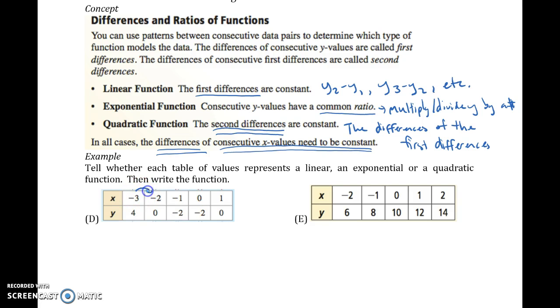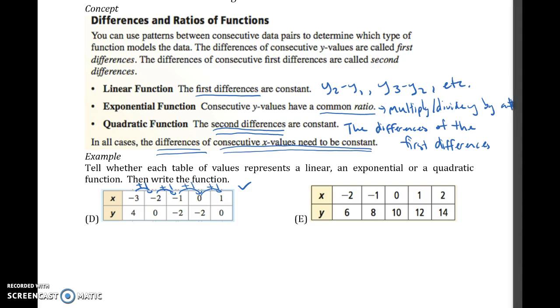So here, -3 plus 1 is what gives me -2. -2 plus 1 is what gets me -1. -1 plus 1 is 0. 0 plus 1 is 1. So x's check off. So no matter what, the x's are going to be either added or subtracted by the same number. So what I like to look at first is to determine if it's exponential first.